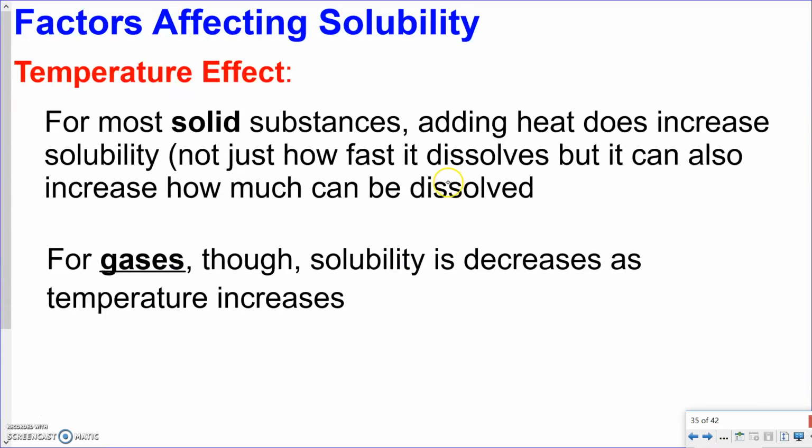Okay, and then of course we have the temperature effect, and the temperature effect is different for solids and liquids versus gases. If you increase the temperature of a solution where you're dissolving a solid or a liquid, what's going to happen? 9 times out of 10, it's going to cause the solid or liquid to become more soluble. So think back to when we talked about the oil and water. Oil is not soluble in water originally, but if you increase temperature, now the oil is able to dissolve in the water.